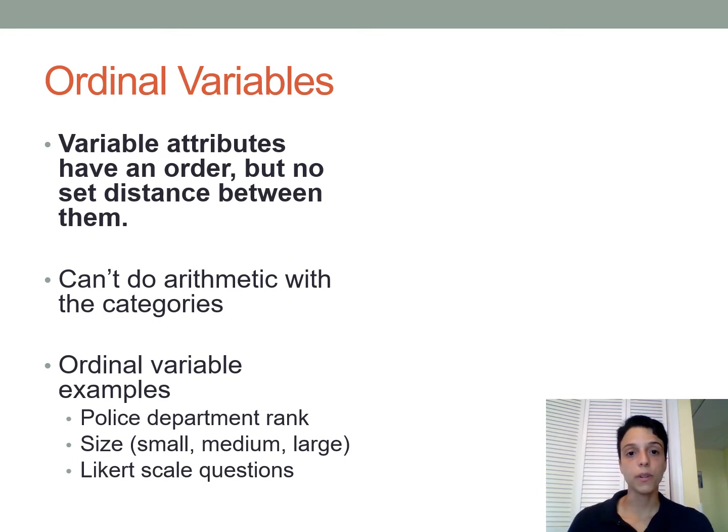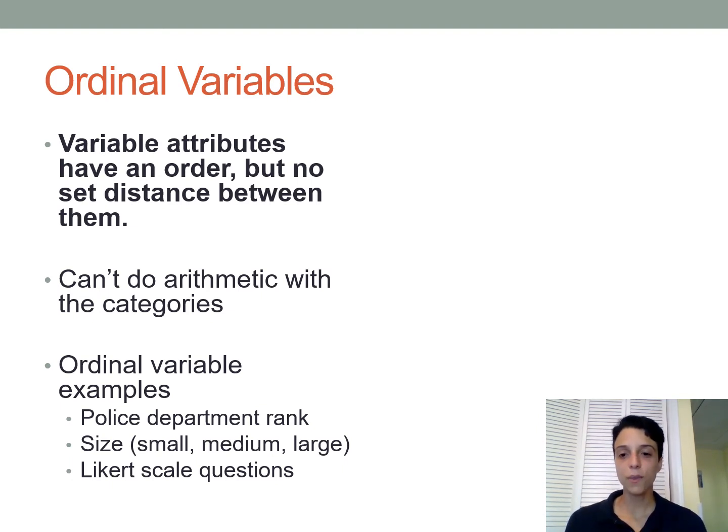Another area where you see ordinal variables a lot are in Likert scale questions. And so a Likert scale question is anything where somebody asks you, how much do you agree or disagree with this? Strongly agree, somewhat agree, neither disagree nor agree, somewhat disagree, strongly disagree. And you can definitely put those in order from the least amount of agreement to the most amount of agreement, but it's hard to say that strongly disagree and somewhat disagree are the same distance away from each other as somewhat disagree and, say, neither agree nor disagree.